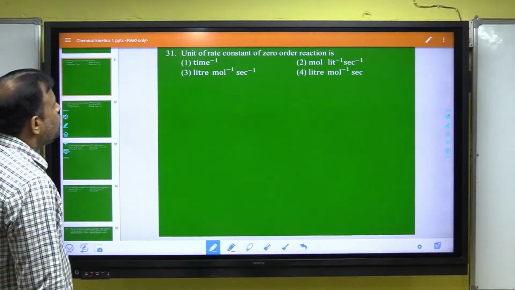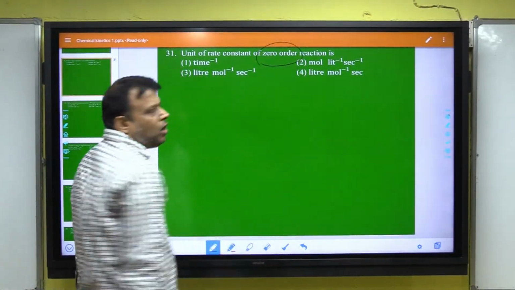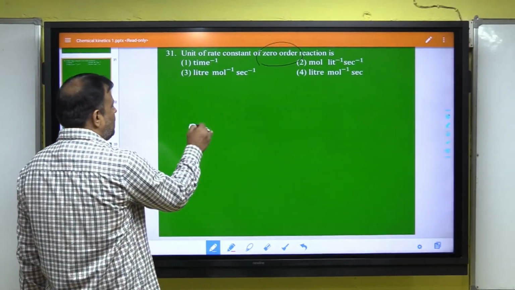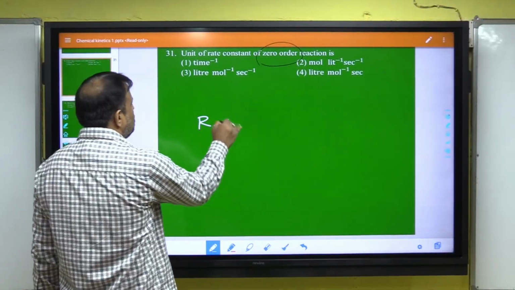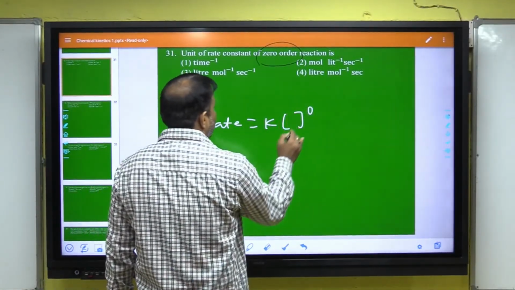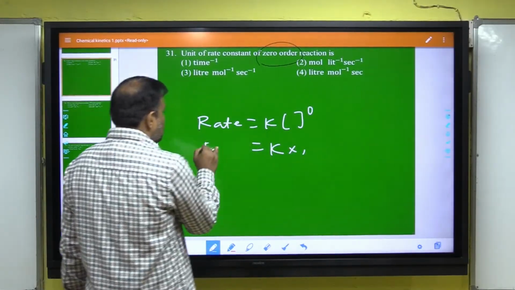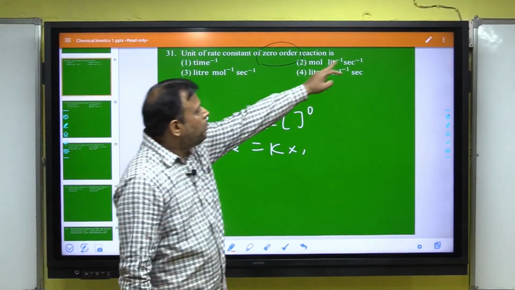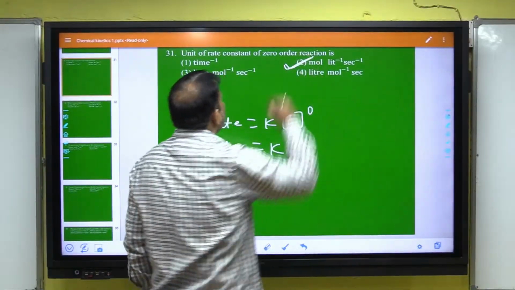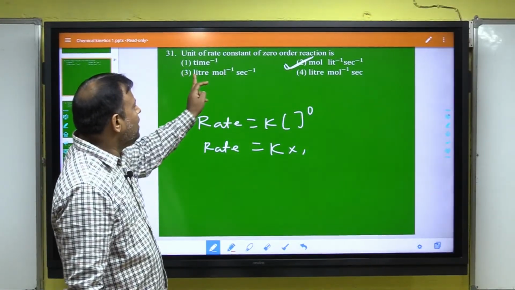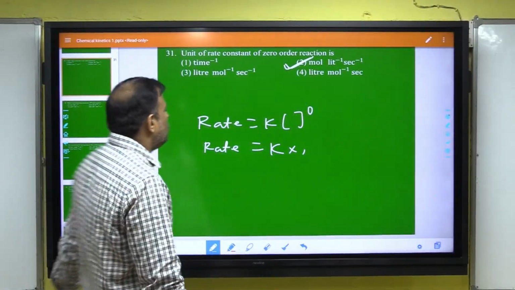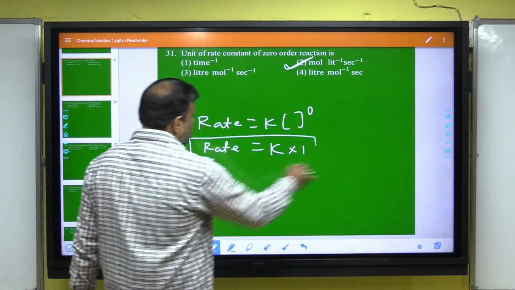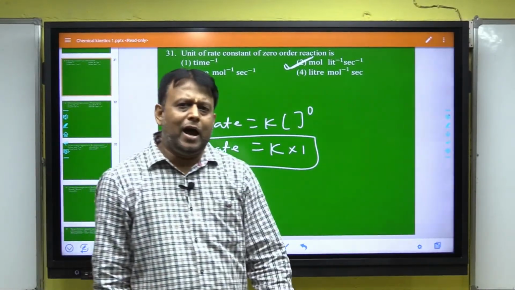Question number 31. Unit of rate constant for zero order. Always keep in mind, in zero order, rate is equal to K, concentration to the power 0 is 1, so unit of K is equal to unit of rate, and hence mole per liter per time. Always keep in mind, in zero order, unit of K and unit of rate are equal.